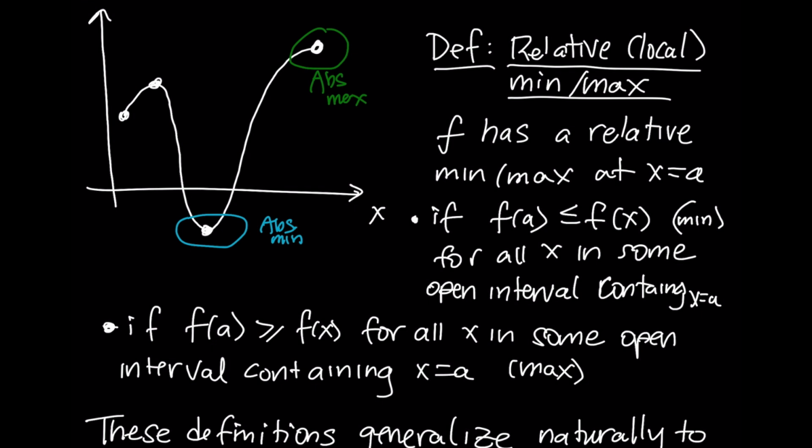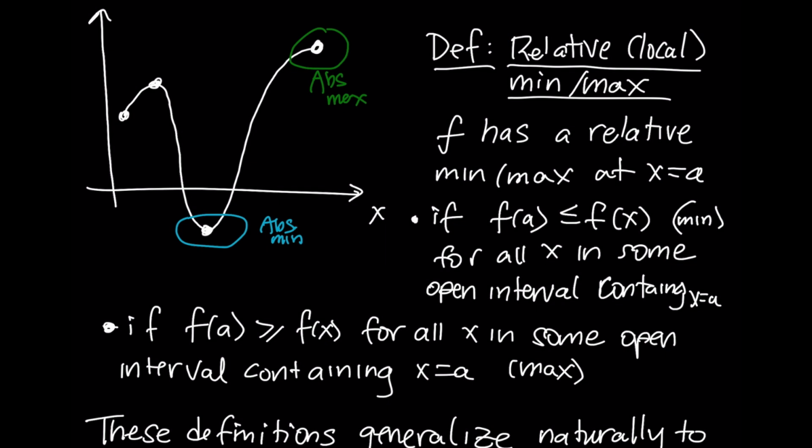Now, if your function has a relative minimum at a point x equals a, the value of your function is less than or equal to the value of its neighbors in some open interval that contains that point a, so somewhere nearby. Now, similarly, if you have a relative maximum, that means the value of your function is higher than the value of its neighboring points in some open interval containing that.